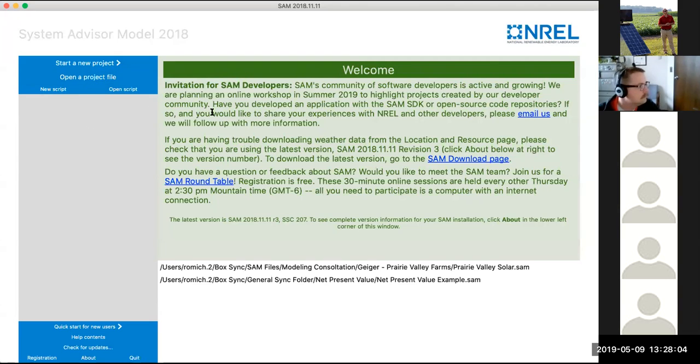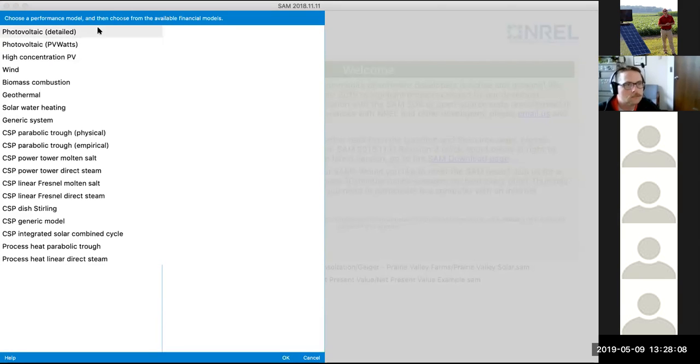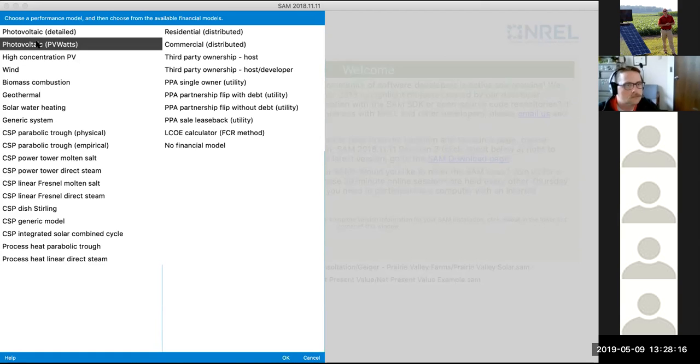But basically, once you download this tool and open it up, you can start a new project. And the one that we'll encourage you to use until you get comfortable with this is the PVWatts version. Now, this is different from the PVWatts that you might find that just does the production. This also includes the financials. So we'll select a commercial distributed system and hit OK.